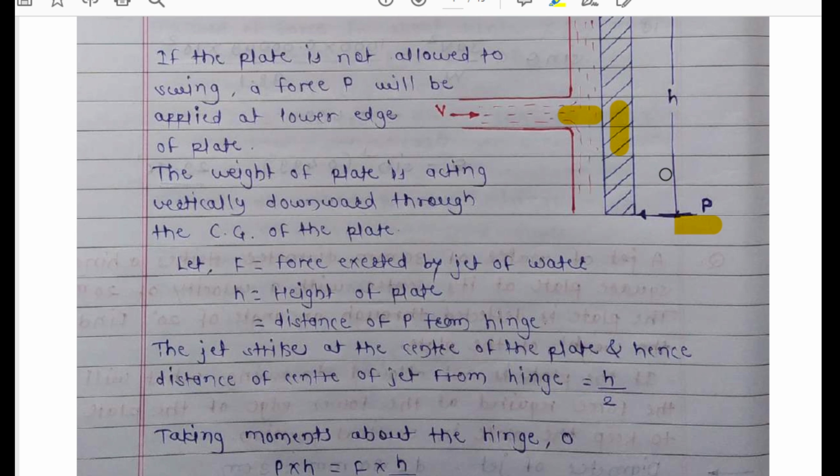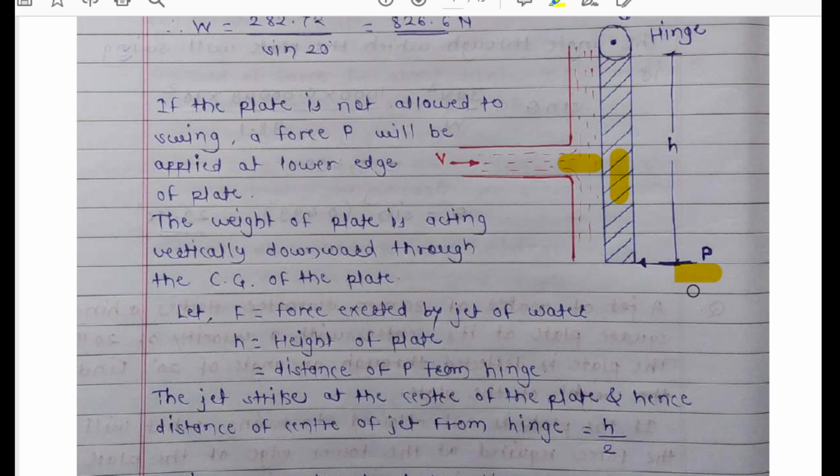Okay, first take the moment of P. As both the moments are in opposite direction, we can equate these moments. F into h by 2 equals P into h.